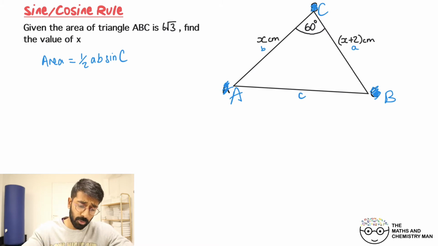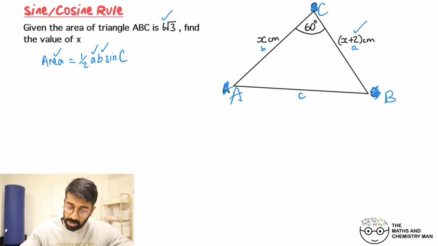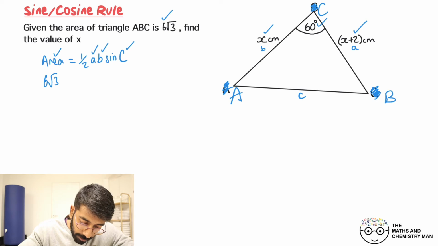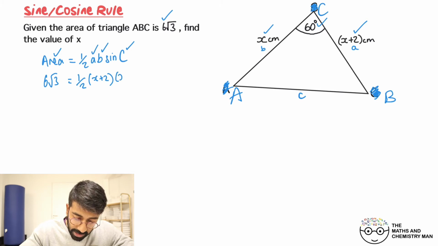Now, if we go back to our formula, we're given an area. It was 6 square root 3. We know what a is. a is x plus 2. And we know what b is. That's just x. And we know what the angle at C is. It's 60 degrees. So we've got all the info. Let's throw it into the formula. So 6 square root 3 is equal to a half, and then a is x plus 2, b is just x, and then we're going to have sine 60, like that. There we go. I'll put that in some brackets.